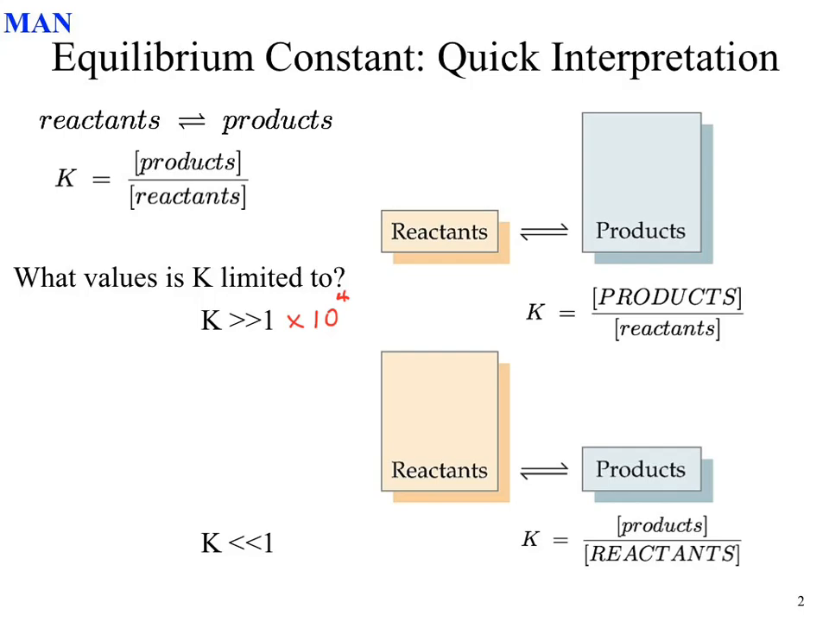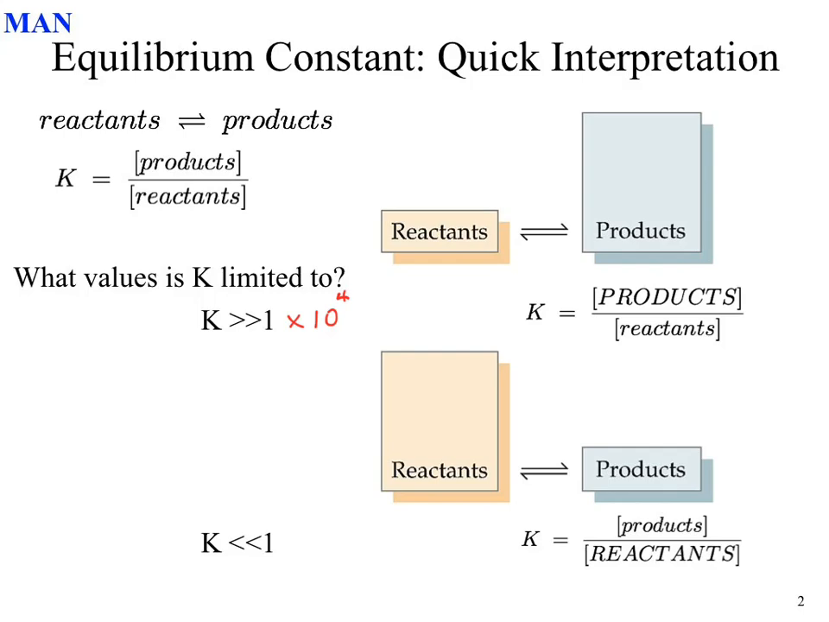How many numbers can be greater than 1? An infinite amount. How many numbers could be between K equals 0 and 1? Still infinite. Okay, so we have an infinite number of possibilities in either direction. So that 1 value does give us some information, and allows us to quickly give a rough approximation to this.